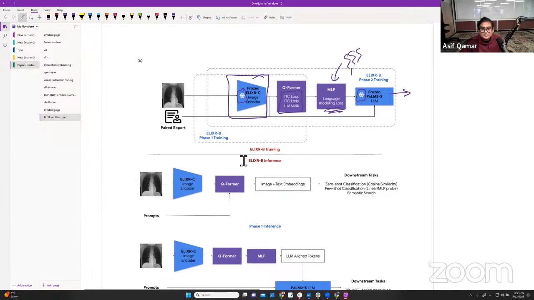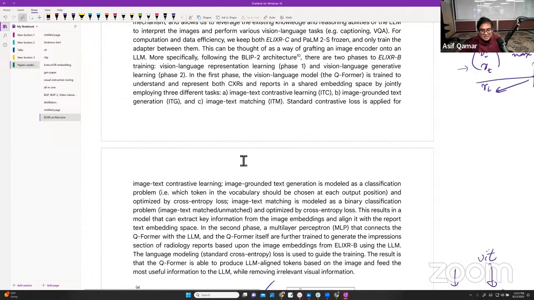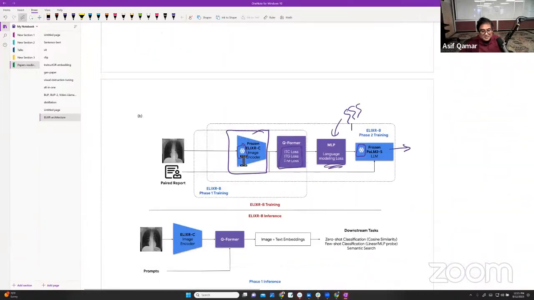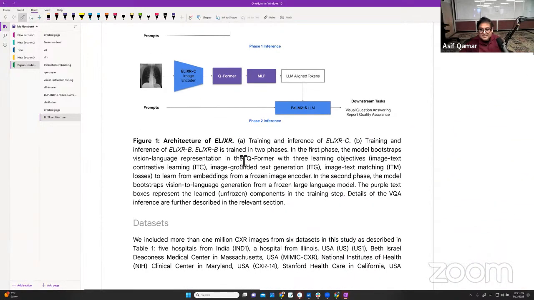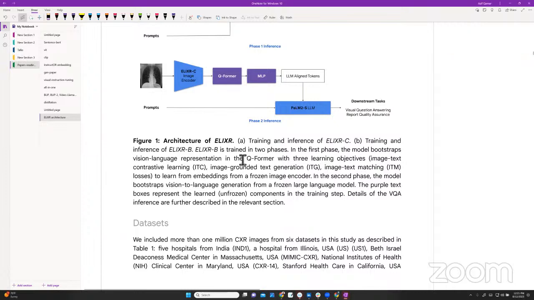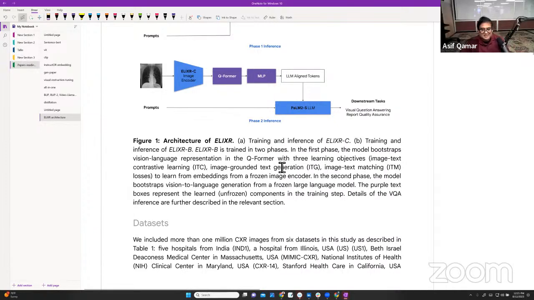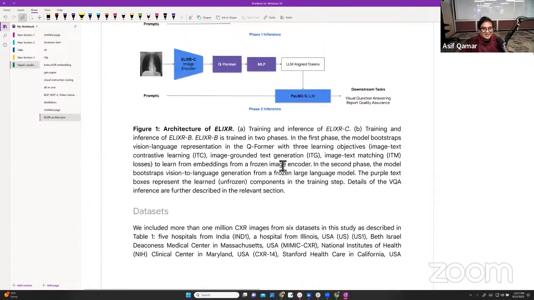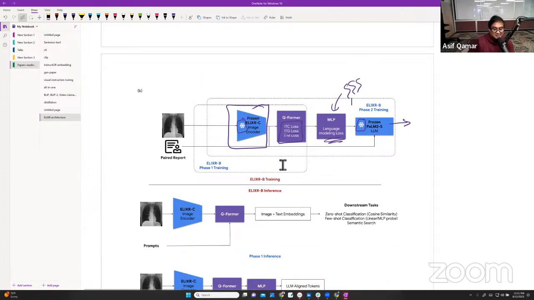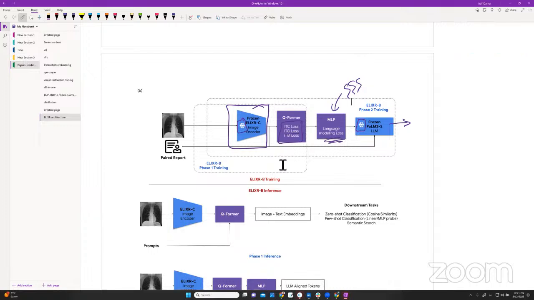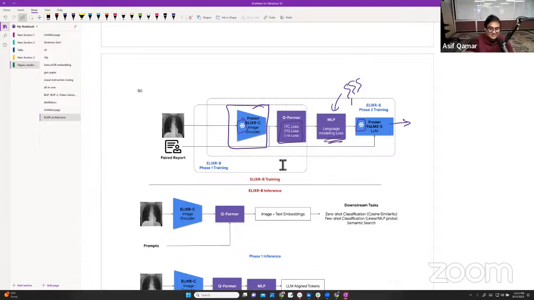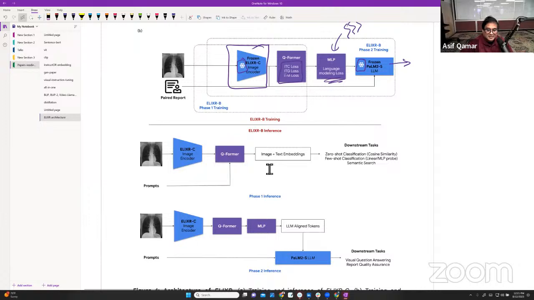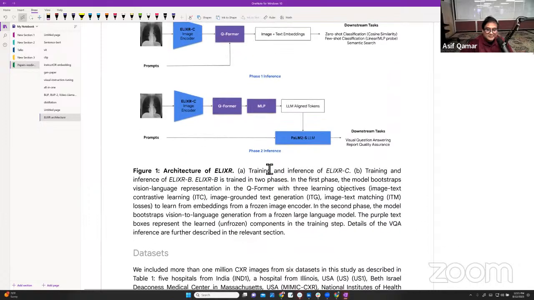So here we are. What is ITG? Did I miss something here? We may have missed something. ITG, oh, image grounded text. It's the same thing. Image grounded text generation, ITG loss. Okay, so nothing new. G is grounded text. Image grounded text loss, which is the loss basically there. Then matching loss. Then this is it, guys.